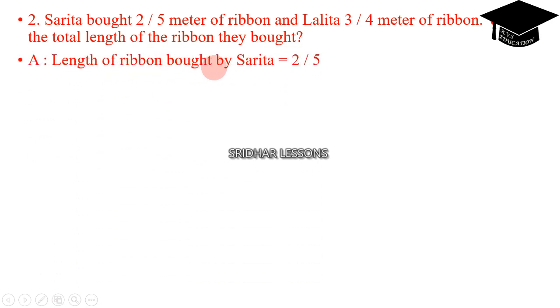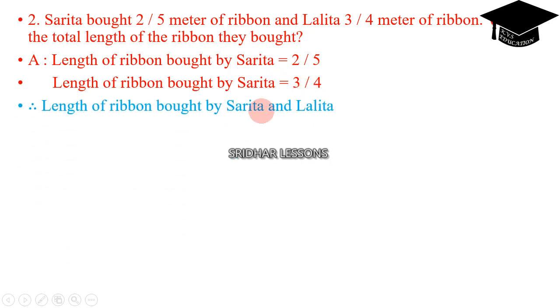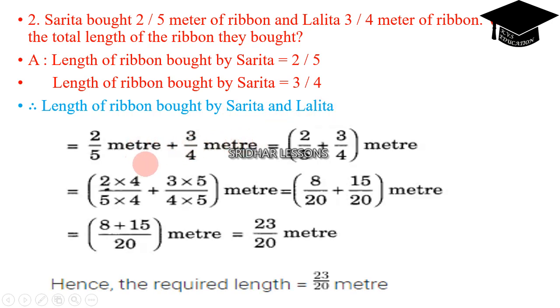Length of the ribbon bought by Sarita is equals to 2 by 5. Okay. Length of the ribbon bought by Lalita is 3 by 4. Therefore, the length of ribbon bought by both Sarita as well as Lalita is 2 by 5 plus 3 by 4.